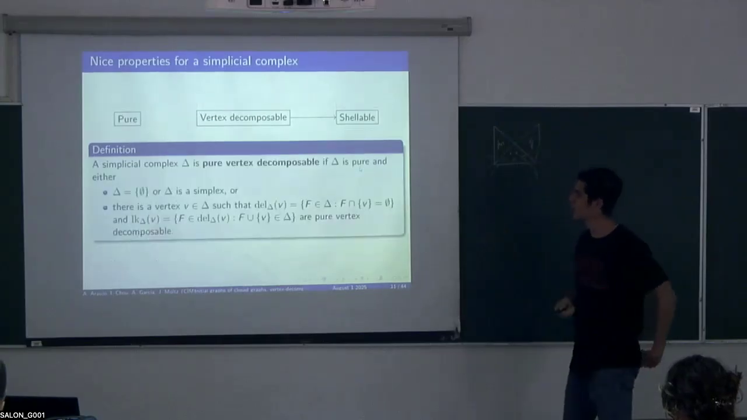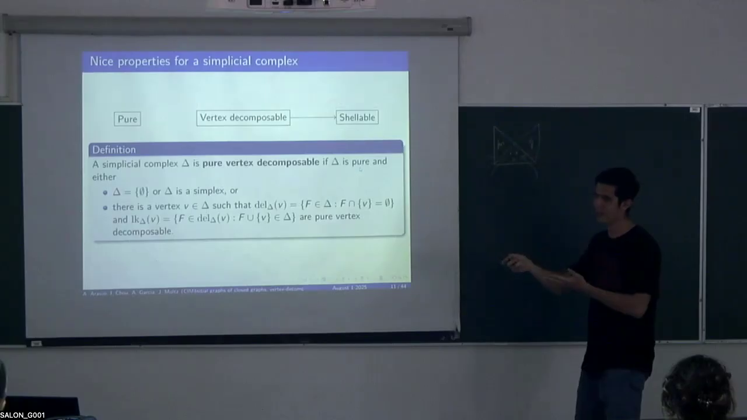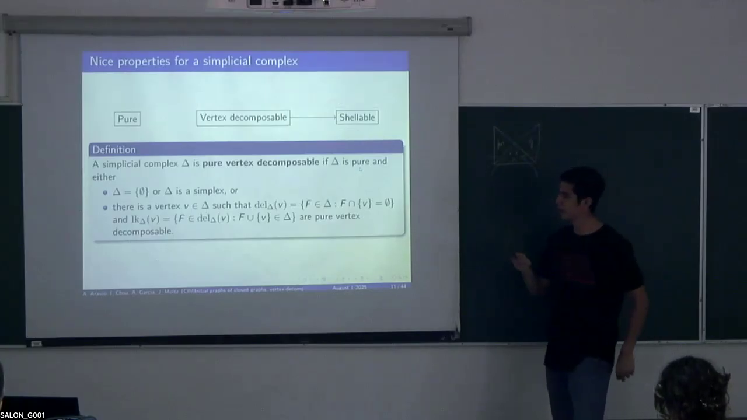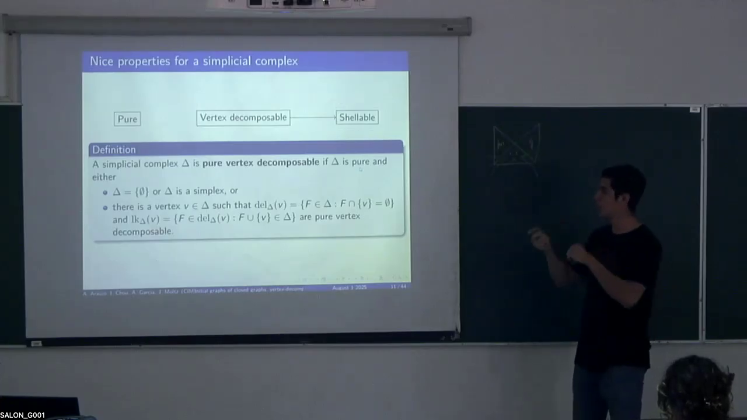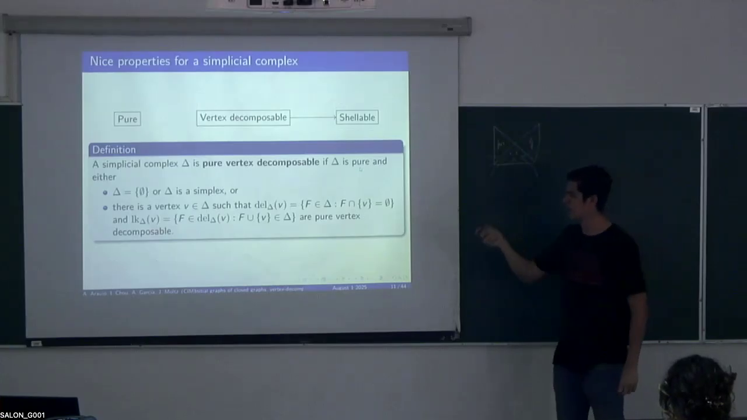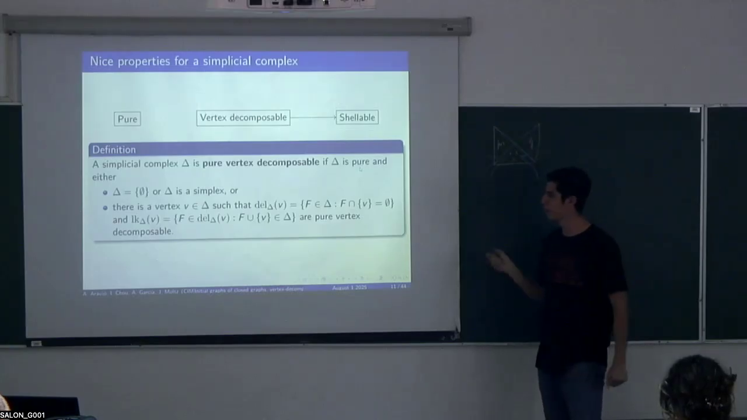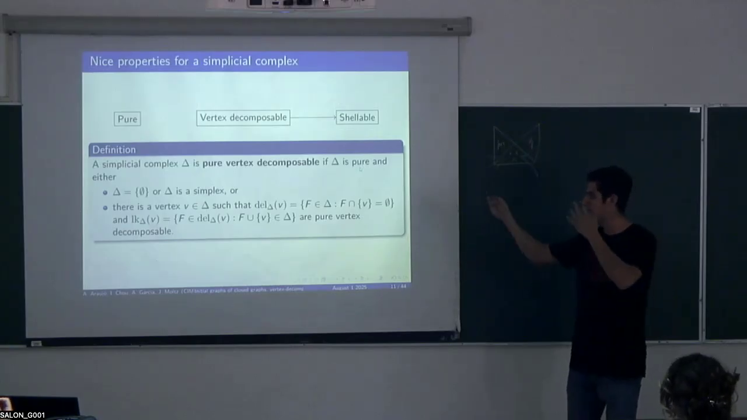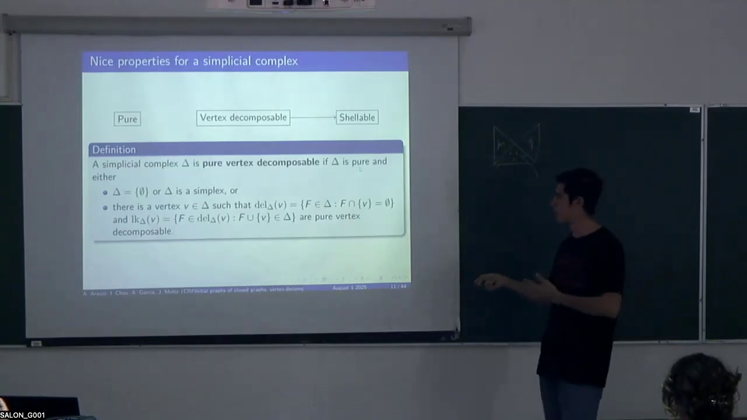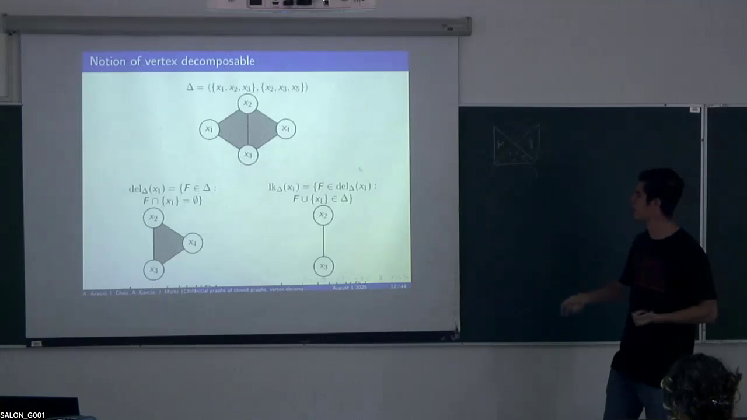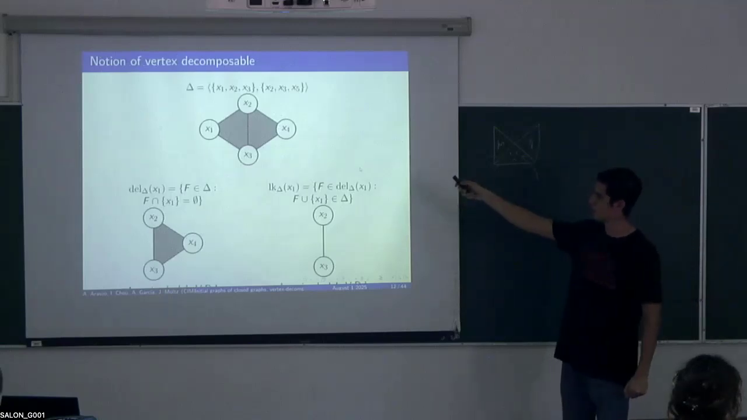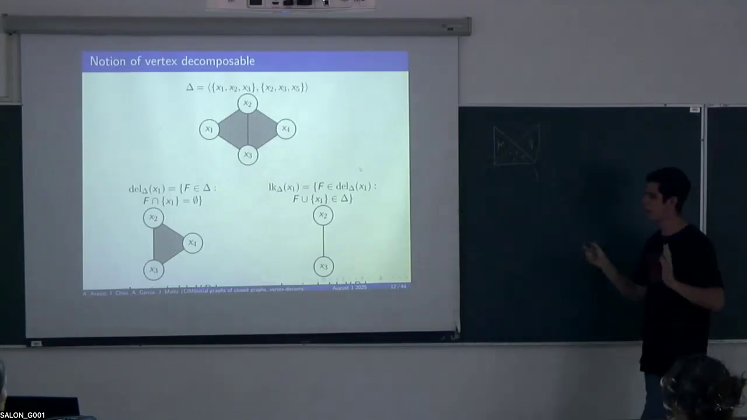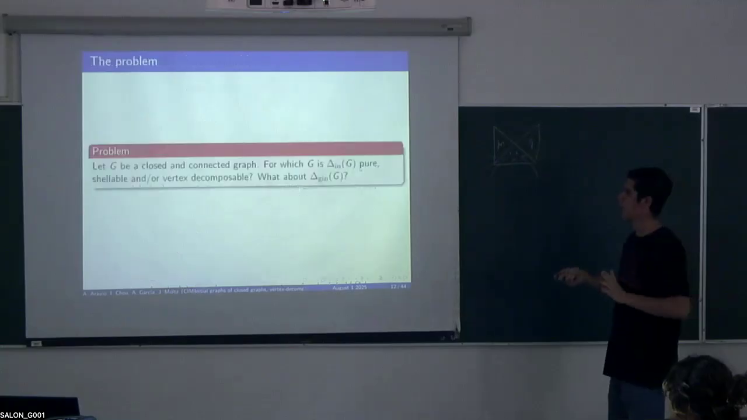And being vertex-decomposable is a recursive definition. Either delta is an empty simplicial complex, or delta is a simplex, which means that it only has one facet. Or we take a vertex V from delta and take its deletion, the faces that do not contain V, and the link, the faces that do not contain V, but if you add V, then you get a face. And if those are vertex-decomposable, then the whole thing is vertex-decomposable. Like here, for example, in this simplicial complex, the deletion of x1 would be that, and the link would be that. Both of them are simplices, so it's vertex-decomposable.